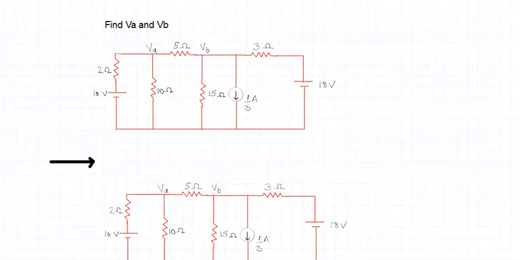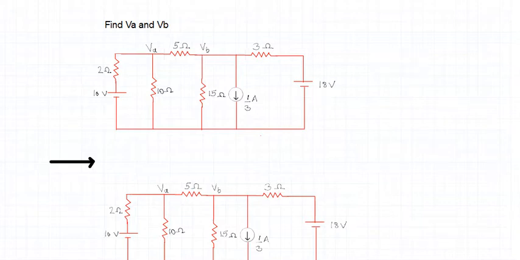VA and VB are not voltages across a certain resistor, but instead they are the voltages at a particular node of the circuit. Hence we can apply nodal analysis here to find the voltages VA and VB. This is how you first need to analyze which type of analysis is suitable for the given problem of the circuit.